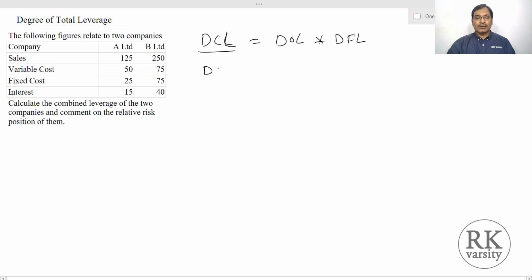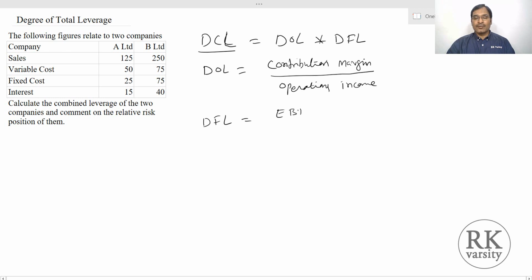As you know, to calculate the degree of operating leverage, we use the equation: contribution margin upon operating income, whereas degree of financial leverage is calculated using earnings before interest and tax upon earnings before tax. So using the values given here, we'll try to calculate the combined leverage for both the companies, that is A Limited and B Limited. First we calculate the contribution.